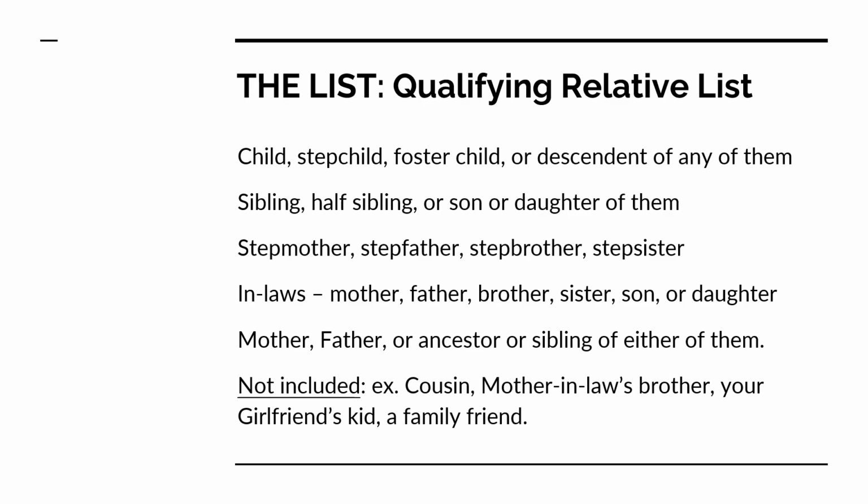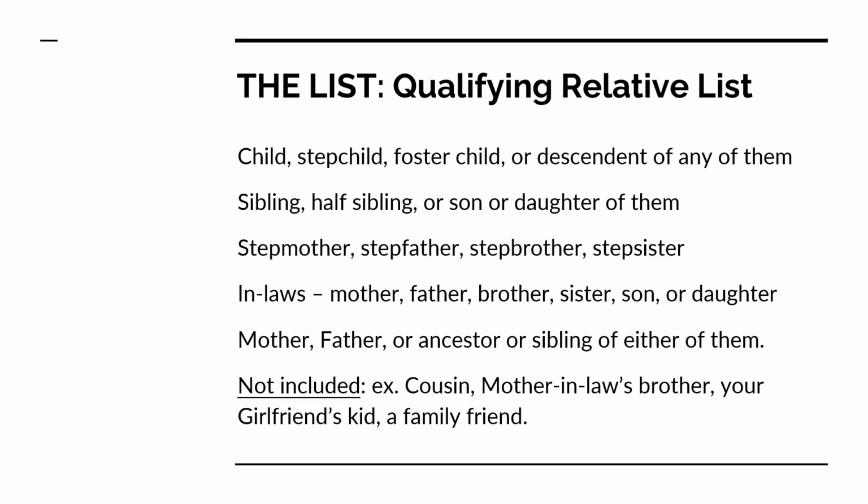So the qualifying relative list is very specific. It includes children, stepchildren, foster children, or descendants of them. It includes siblings, half-siblings, or a son or daughter of them, which would include the niece and nephew again. The stepmother, stepfather, stepbrother, or stepsister, but not other members of those families. Your in-laws, that is mother-in-law, father-in-law, brother-in-law, sister-in-law, son-in-law, daughter-in-law, again, not other people in those families.